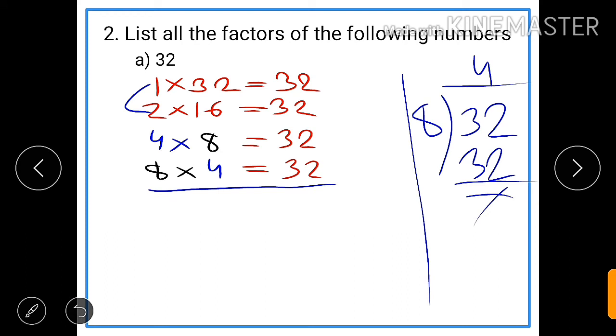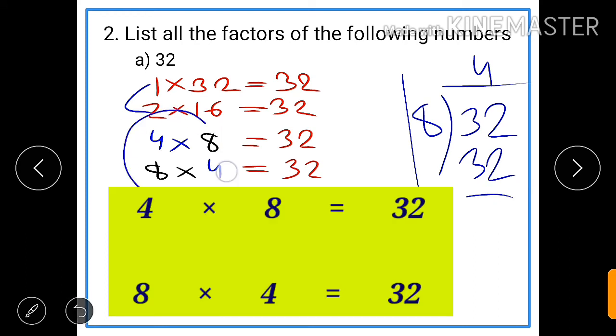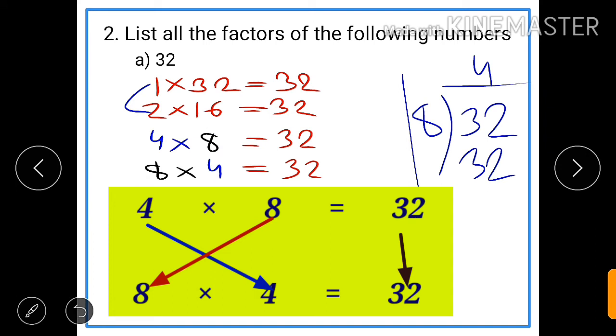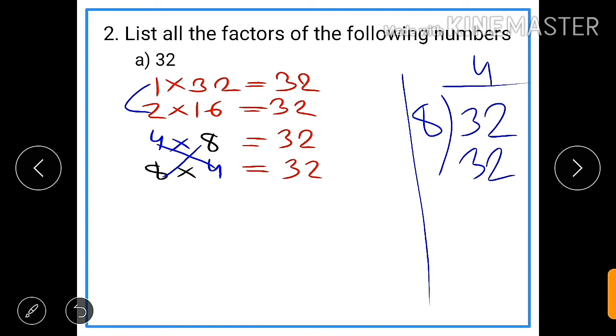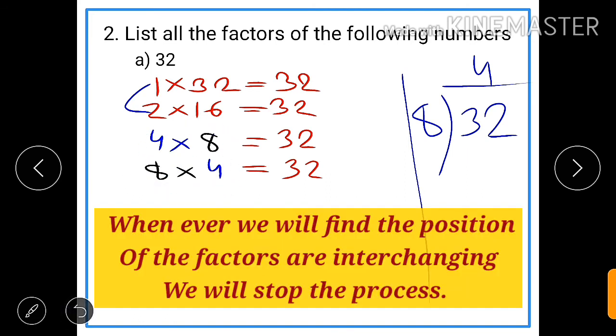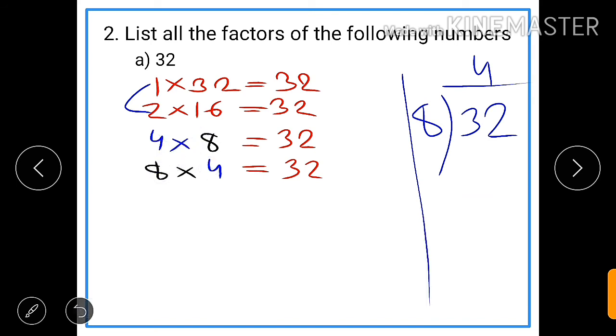And one thing you need to notice, after this step, in these two steps, you can see that 4 is coming here and 8 is going there. Means we are having a cross multiplication. Whenever we get this type of cross multiplication, that is the first number comes here and the second number goes in the first place, then only we will stop doing this and we will find out our factors.